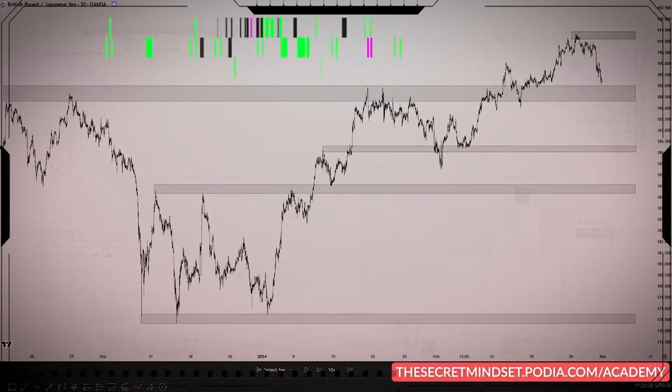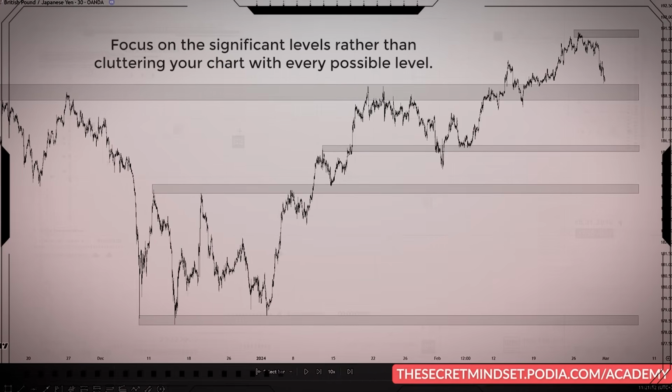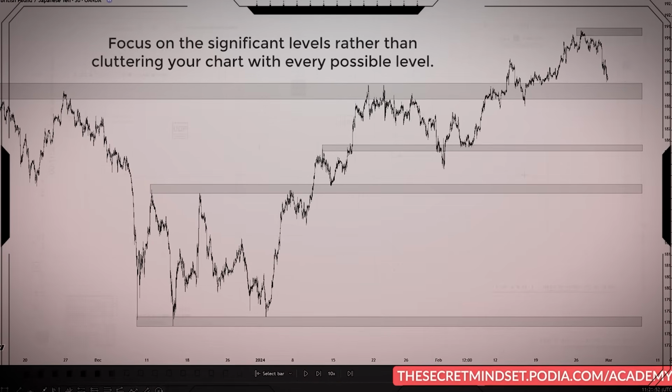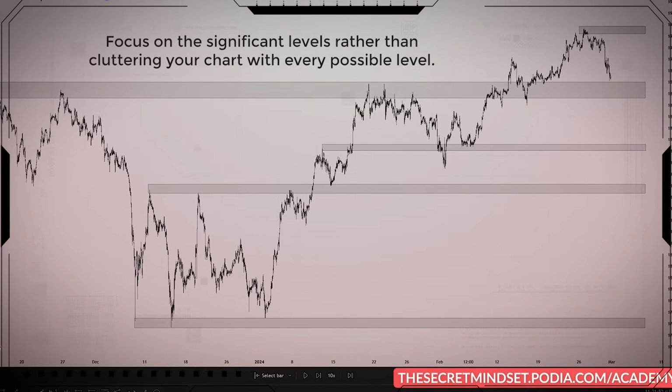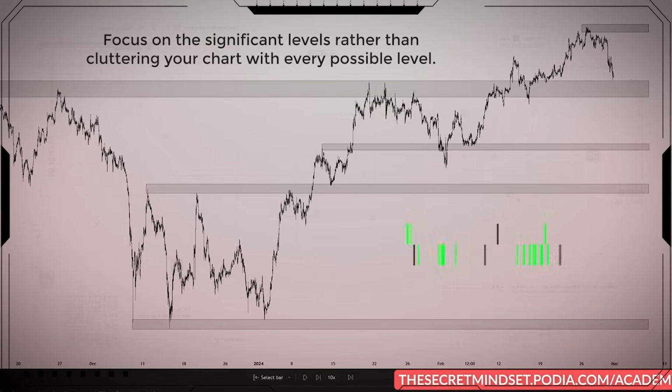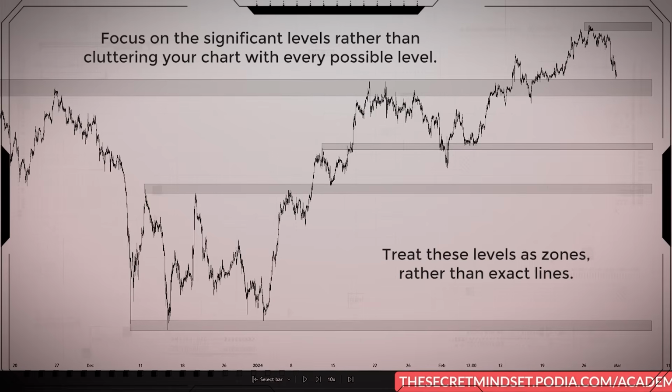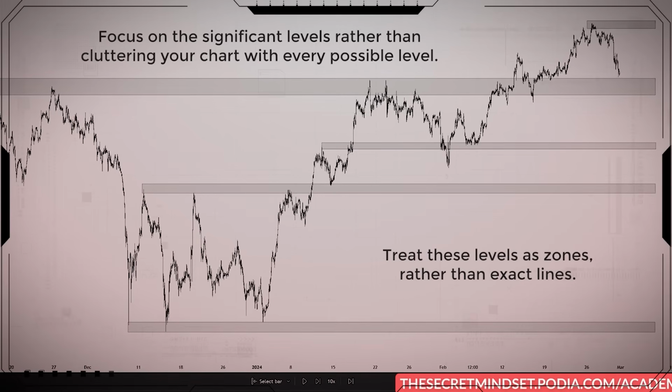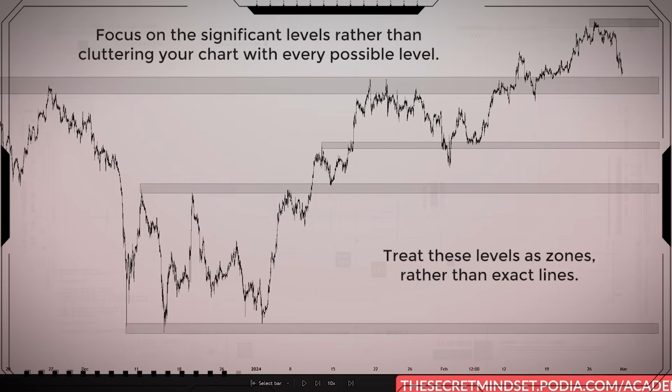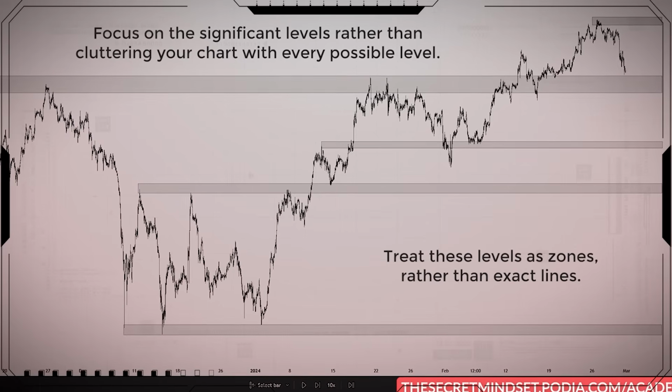And another tip, when drawing support and resistance, focus on the significant levels rather than cluttering your chart with every possible level. And very important, treat these levels as zones rather than exact lines, as the price might break your line or turn before touching it.